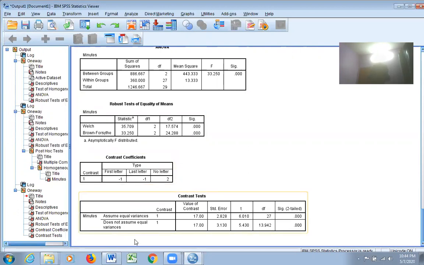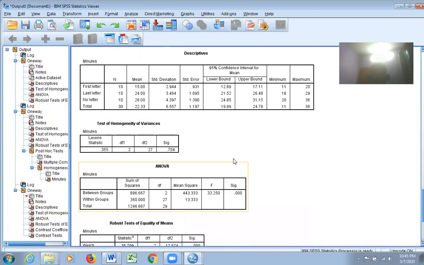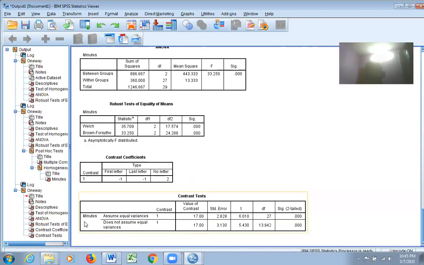Here there are two answers. If equal variances are assumed, then we have to look at the first row. If equal variances are not assumed, you have to look at the second row. Let us go up to see the homogeneity of variance. It is more than 0.05, so homogeneity of variance is assumed. So we can very well look at the answer given in the first row. You can see here the value of contrast, standard error, t-value, degrees of freedom, and our answer lies here.